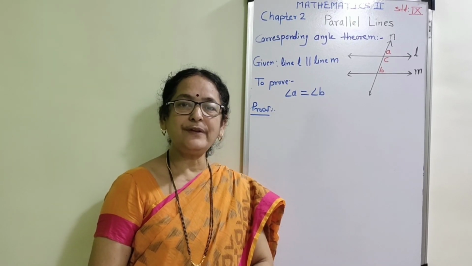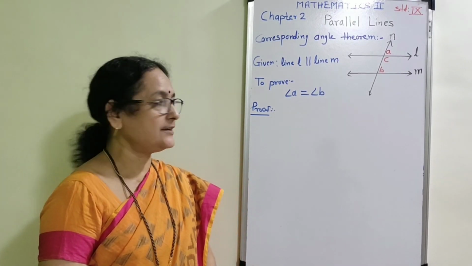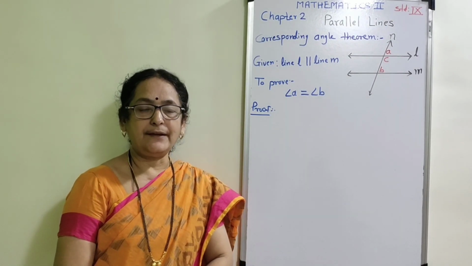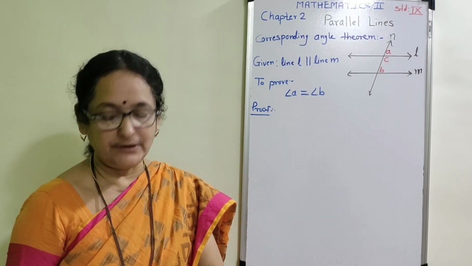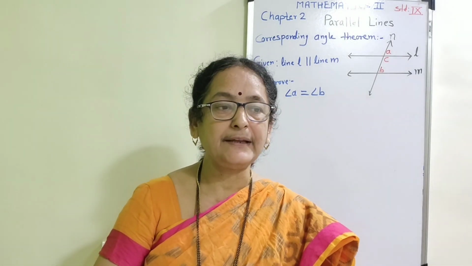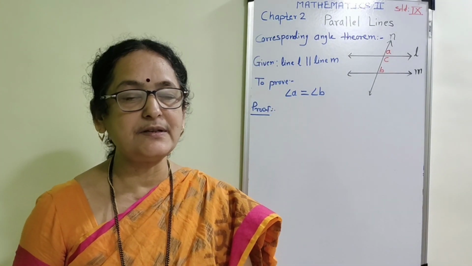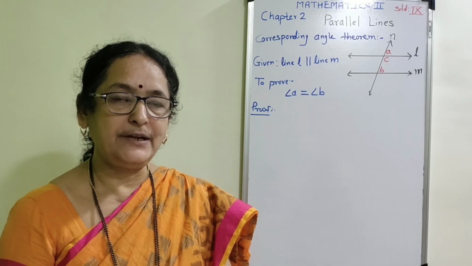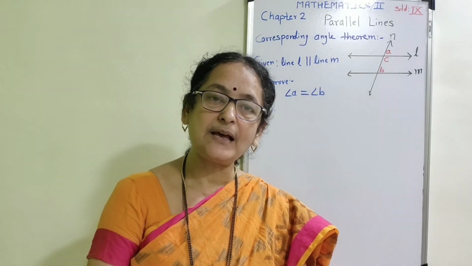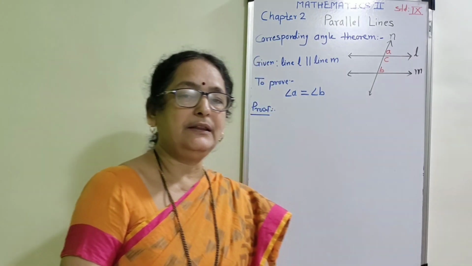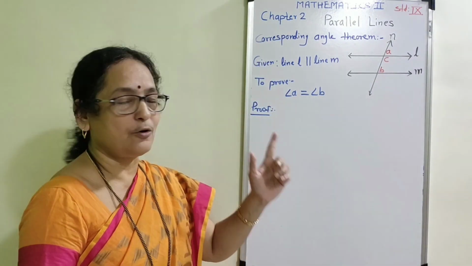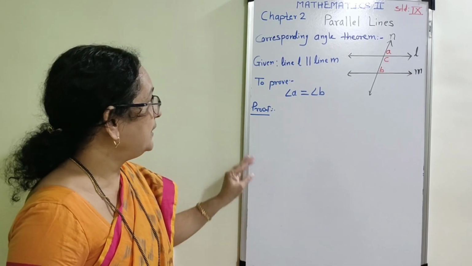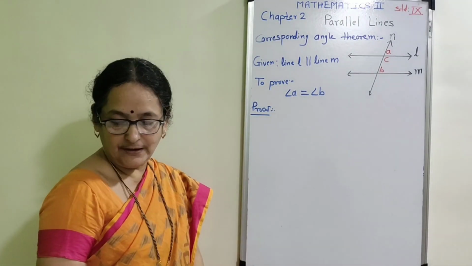Students, now we are going to learn the next theorem, which is said to be the corresponding angle theorem. I will explain to you the statement of the theorem. The corresponding angles formed by a transversal of two parallel lines are of equal measures. That means if the lines are parallel to each other, then the corresponding angles are also congruent to each other, or they are equal.